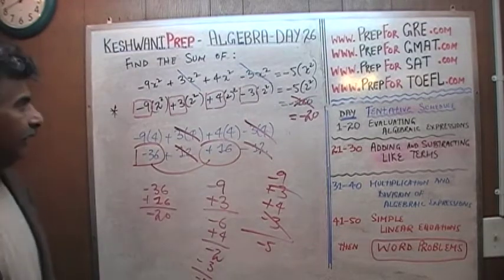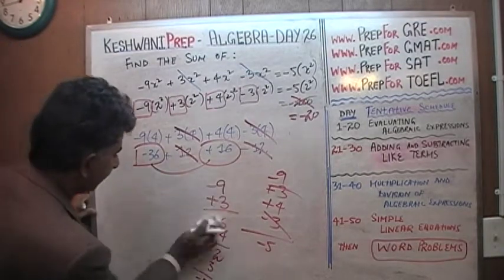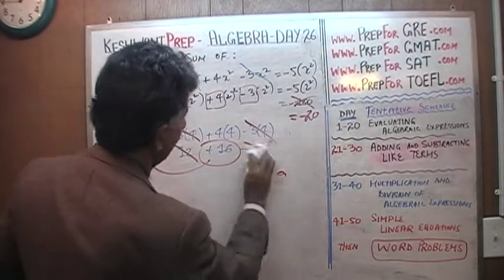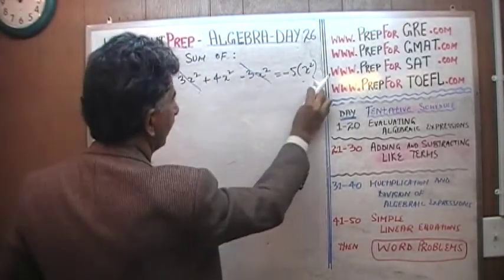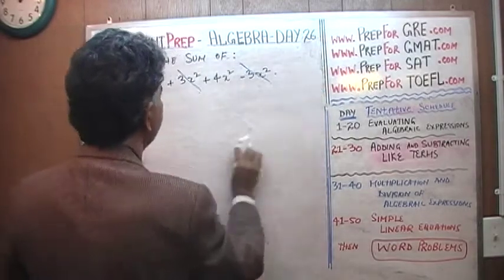Now the difference is that in the algebraic problem, we do not know the value of the x. All we have is this part. I'm going to erase everything, and all we have is this part.